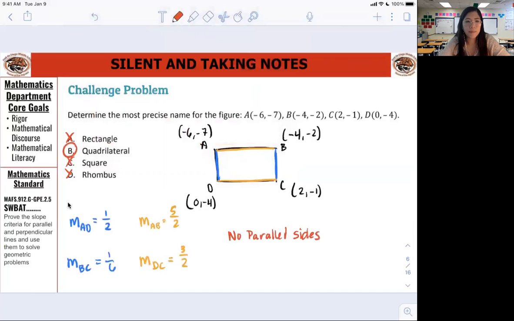Questions on this one? Okay, my 3 people, I don't know who they are because it is anonymous, but there were 3 people who got this one wrong. So those of you who got it wrong, do we understand how to do it right?